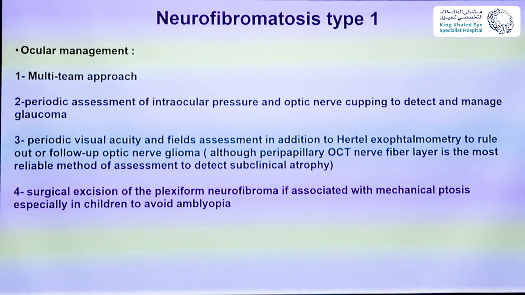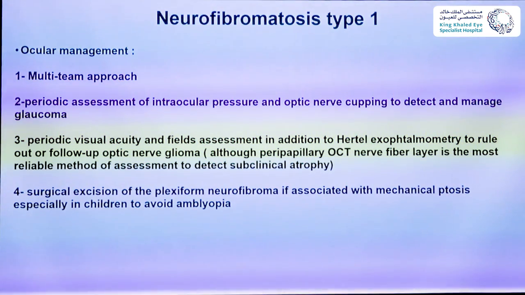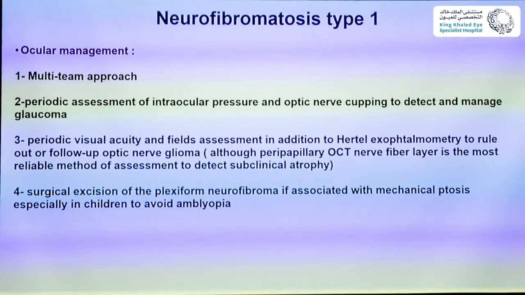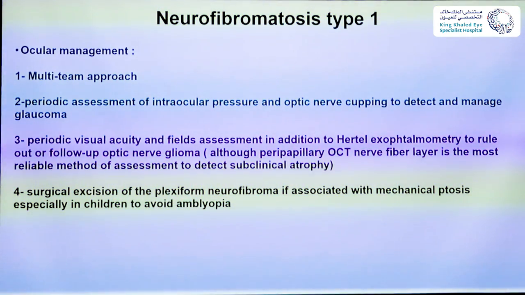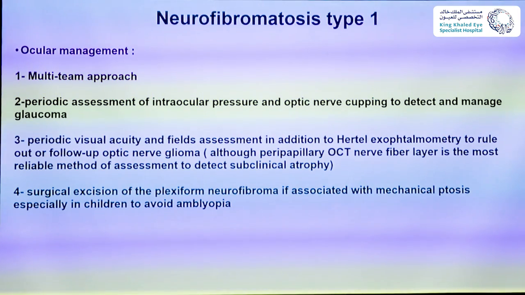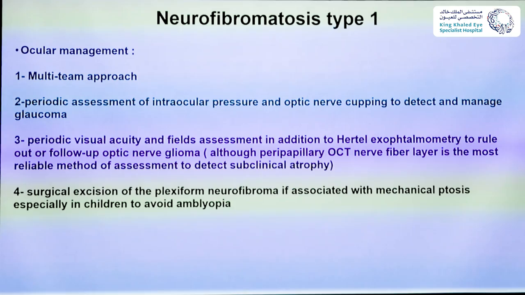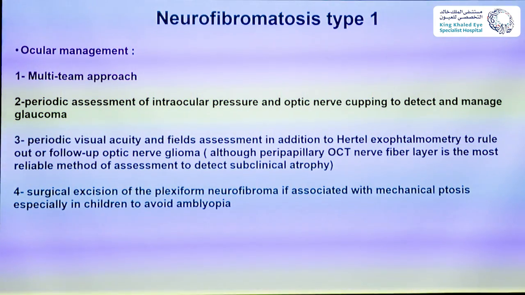So again, all patients with phakomatosis need a multi-team approach. They need investigations for the whole body to make sure that there are no hamartomas that cover other body parts. But regarding our field, we need to check the intraocular pressure and optic nerve cupping, because as we said, there was an association with glaucoma. The other association is optic nerve glioma.